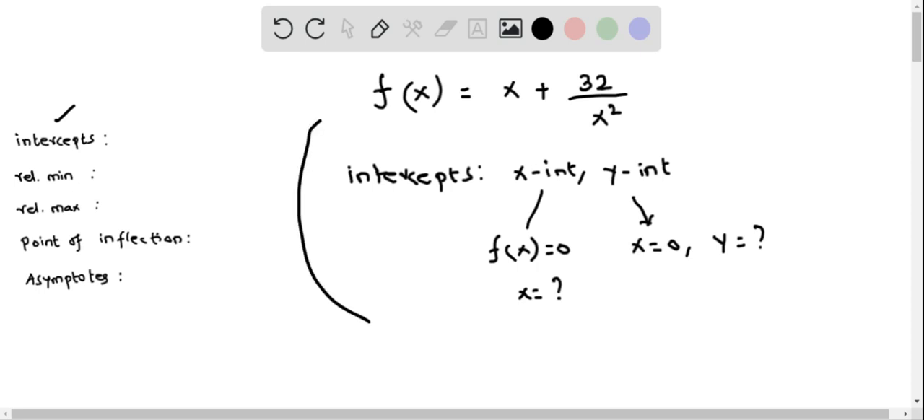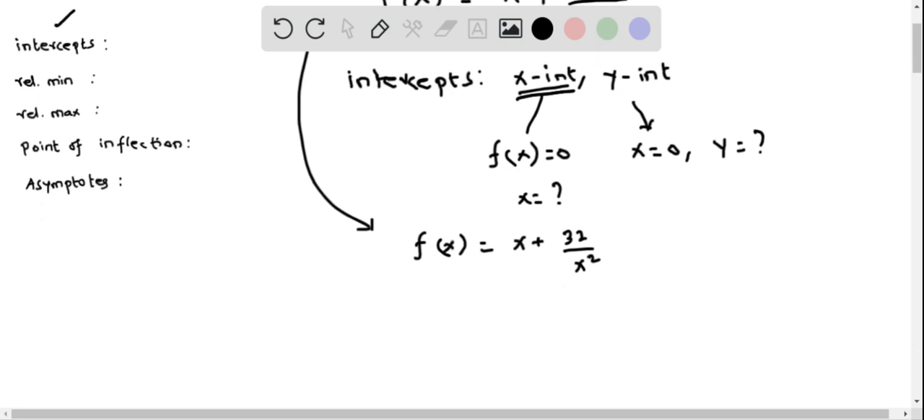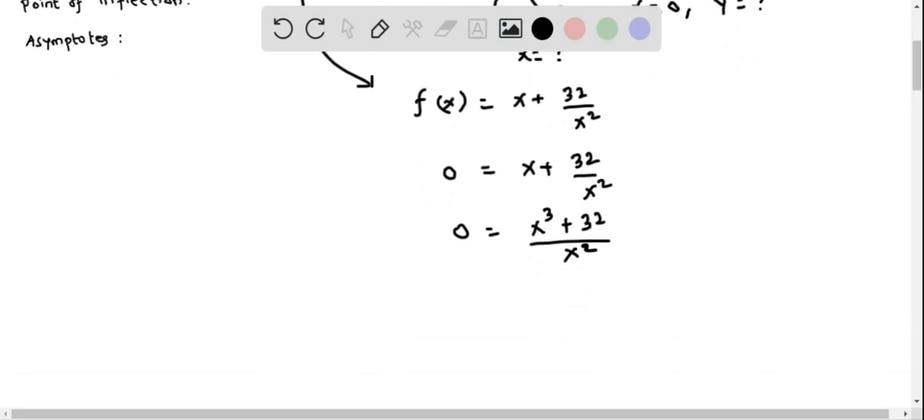So let's consider this given f of x. This equals x plus 32 over x squared. We are going to find the x-intercept first. For that, I'm going to replace f of x equal to 0 and solve for x. So therefore, this becomes 0 equals x plus 32 over x squared, or we can simplify this to x cubed plus 32 divided by x squared equals 0.